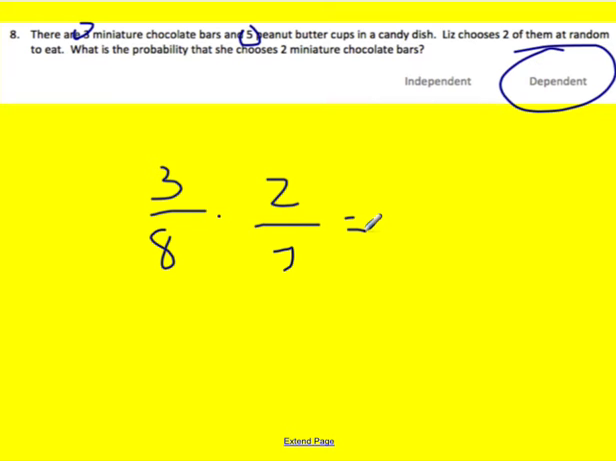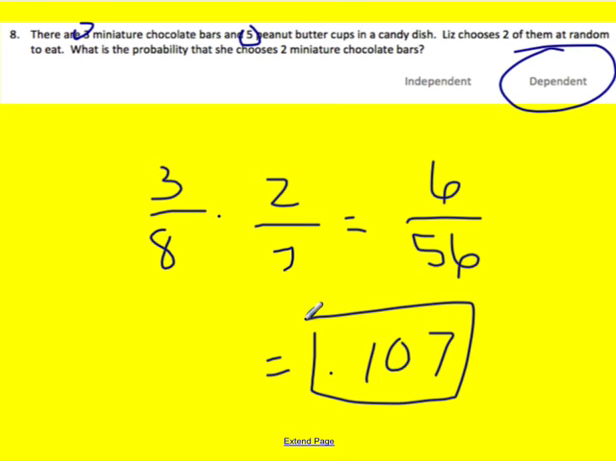So now we can multiply across the top. 3 times 2 is 6. 8 times 7 is 56. 6 divided by 56 is 0.107. I might suggest typing that in your calculator to make sure you know how to do it, as well as making sure you know that you're rounding correctly.